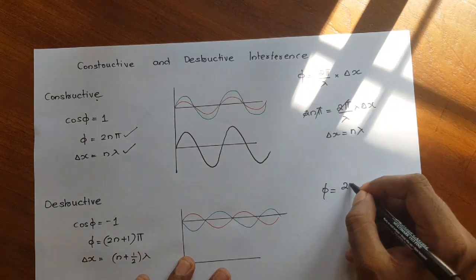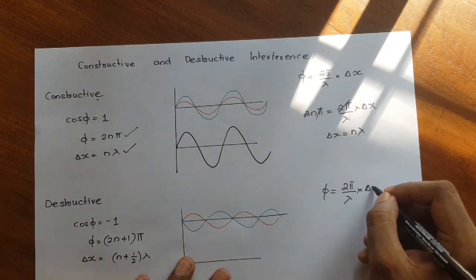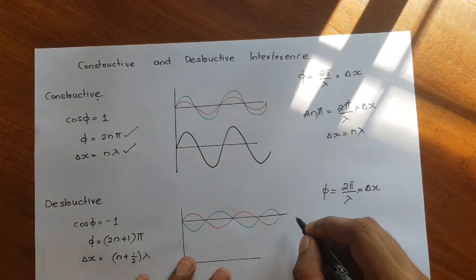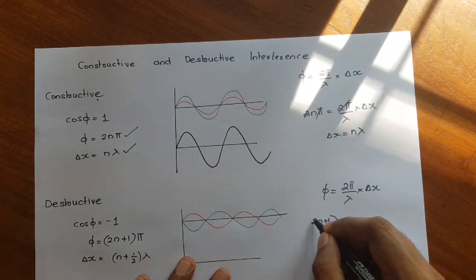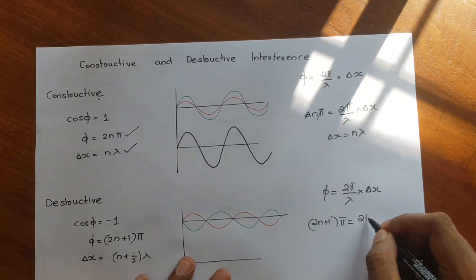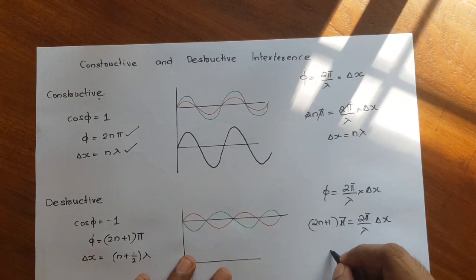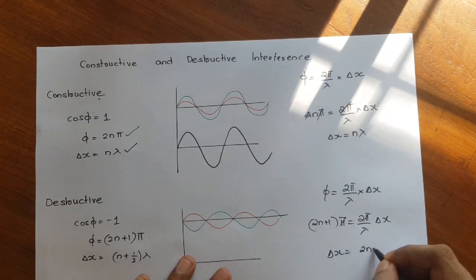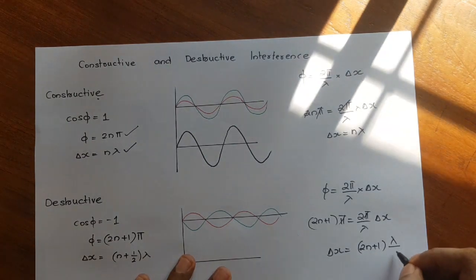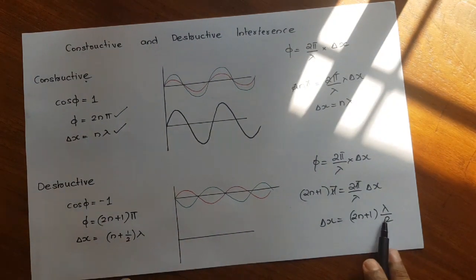And what about the destructive interference? Again, phase difference equal to 2 pi by lambda into path difference. So what is the phase difference over here? Odd multiple of pi, that is 2 pi by lambda into delta x. Pi cancels, delta x equal to (2n plus 1) into lambda by 2, or it can be written as (n plus half) into lambda. And these conditions are very, very important.